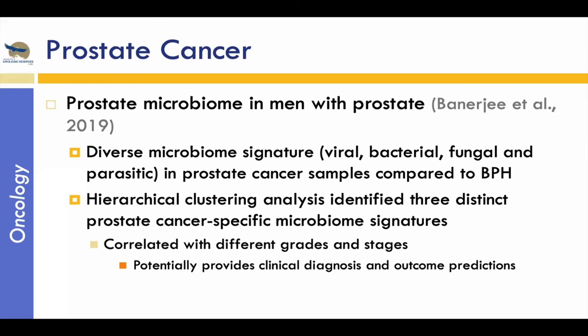They hadn't yet done a lot of functional analysis on these different microbial signatures, but as a proof of concept, they tried a couple. For example, they found the Helicobacter CagA oncogene sequences were integrated within specific chromosomes of the prostate tumor cells in one cluster. So that's just one example of more functional analysis they want to do in the future to see if these clusters have any mechanistic effect on the development of prostate cancer.